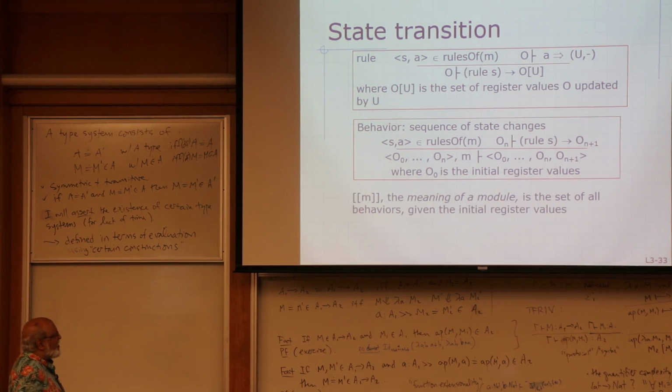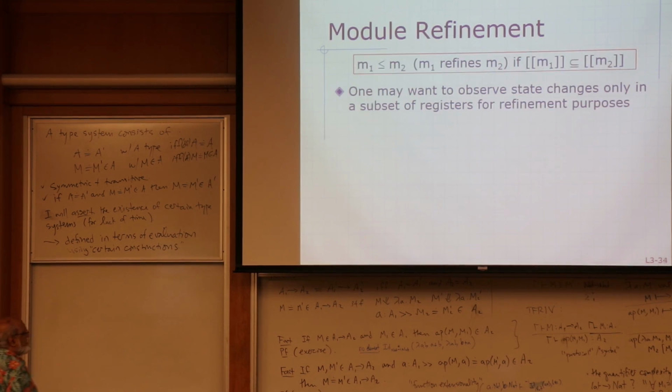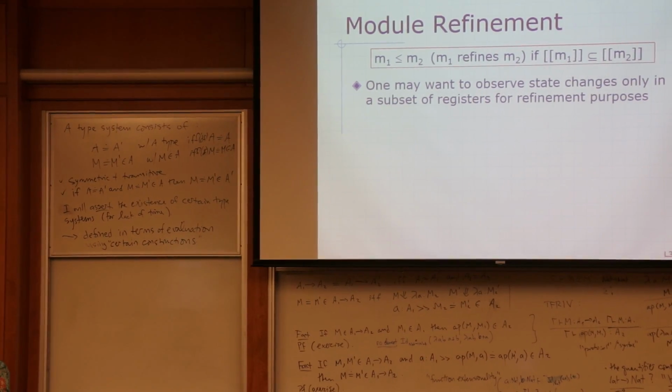The meaning of a module, the meaning of the system, because I'm looking at all the modules together, is the set of all the behaviors given the initial register values. So if you seed it with something, you're going to see all these different things coming out of it. Now the thing we are all after is, if I want to refine this module, if I want to say M1 is less than M2, then it must be the case that the behaviors that M1 exhibits is smaller than the set of behaviors M2 can exhibit.